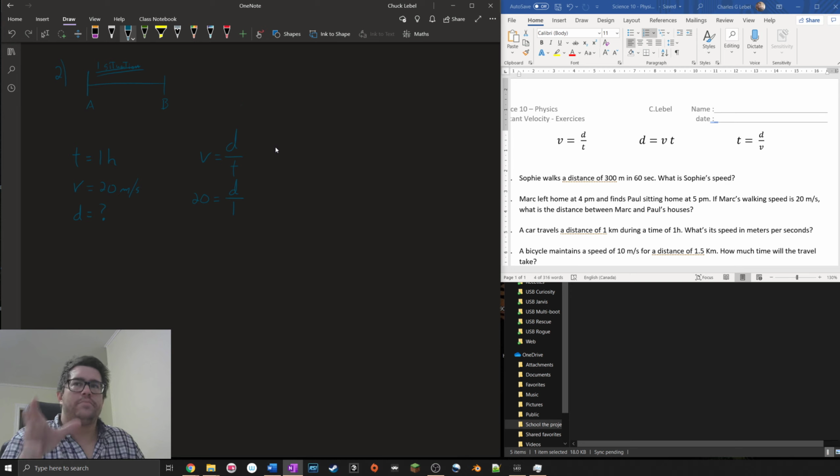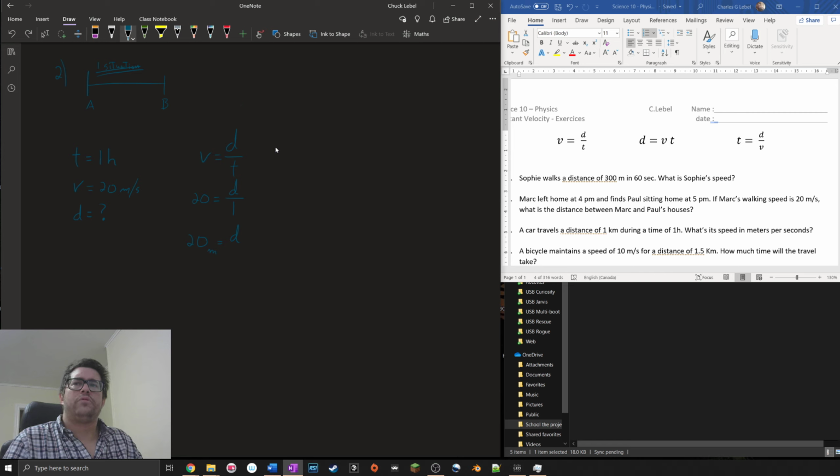Now, I've made the mistake because D divided by 1 is D. And so is it good to say this? D is 20. We have a big problem with that. 20 what? Meters? Kilometers? It's irrelevant because it's wrong. And it doesn't really make sense.